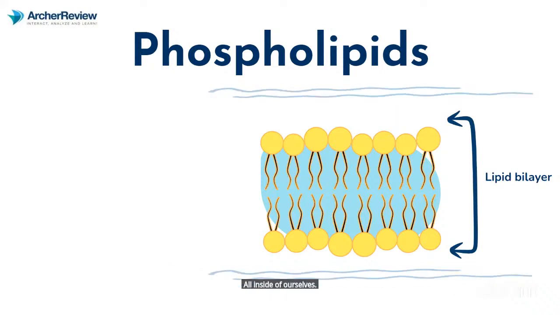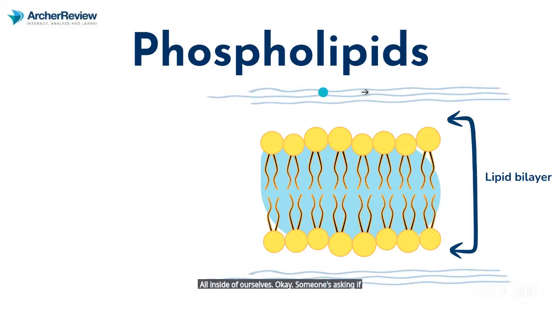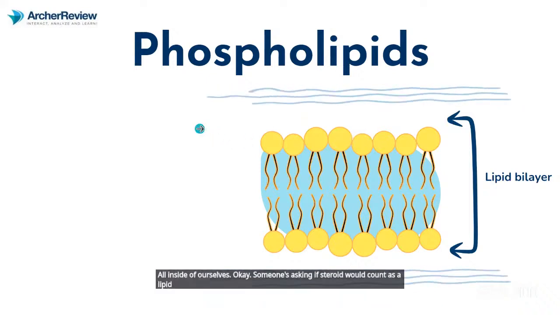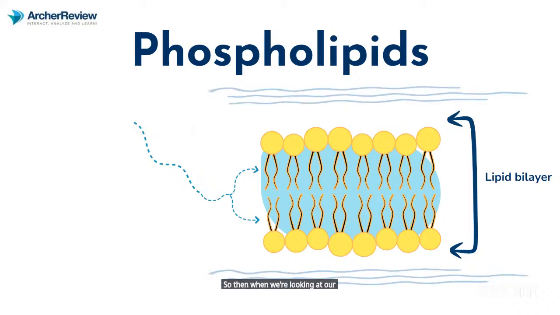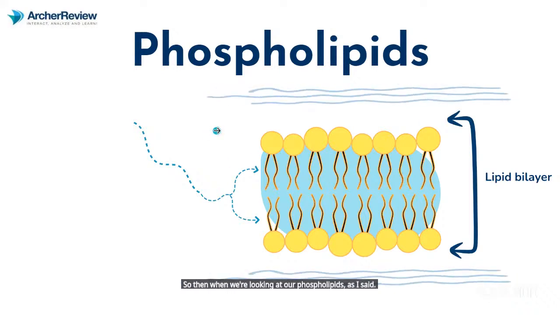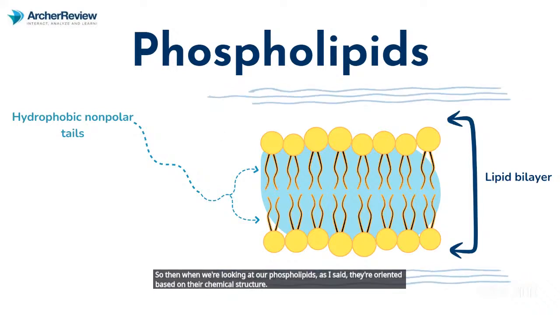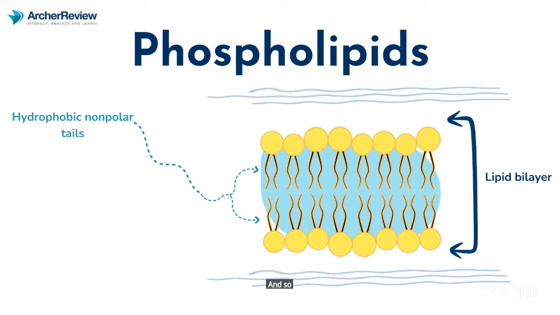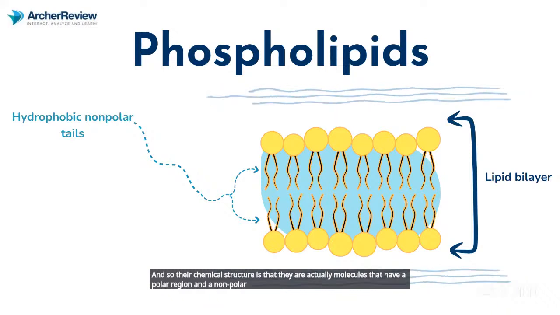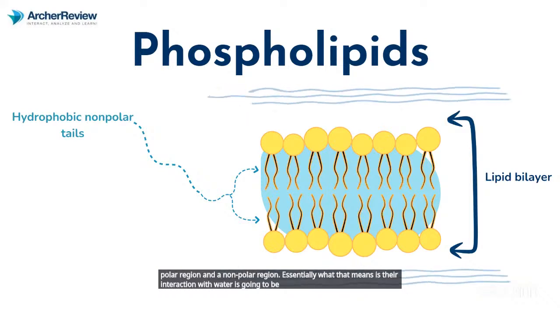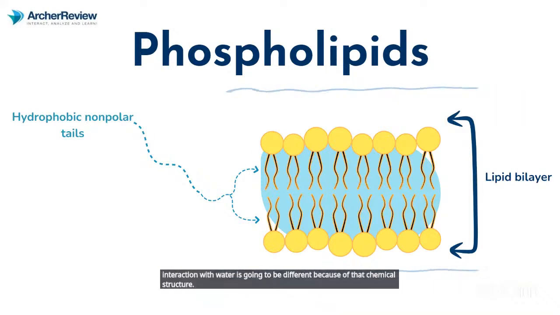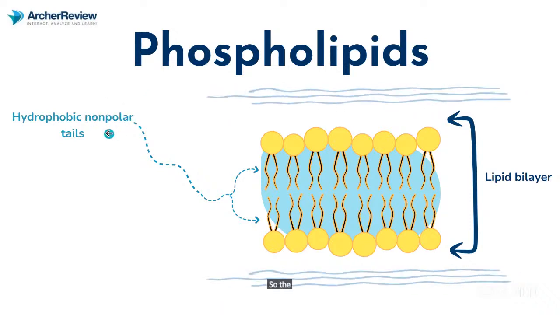Okay. Someone's asking if steroid would count as a lipid. Absolutely. Very nicely done. So then when we're looking at our phospholipids, as I said, they're oriented based on their chemical structure. And their chemical structure is that they are molecules that have a polar region and a non-polar region, okay? Essentially what that means is their interaction with water is going to be different because of that chemical structure. So the tails are non-polar, okay?